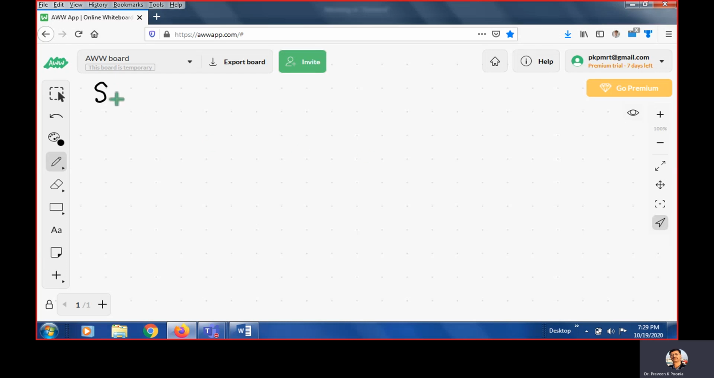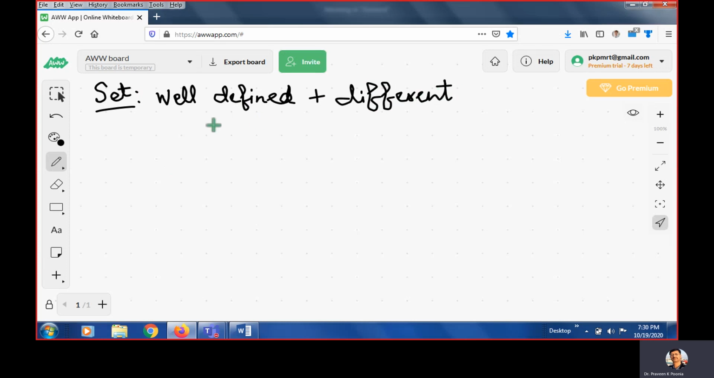So let us start the first topic, and the first topic is set. What is a set? A set is a collection of well-defined, different objects. There are two things I want to tell you: one is well-defined and another is different objects.